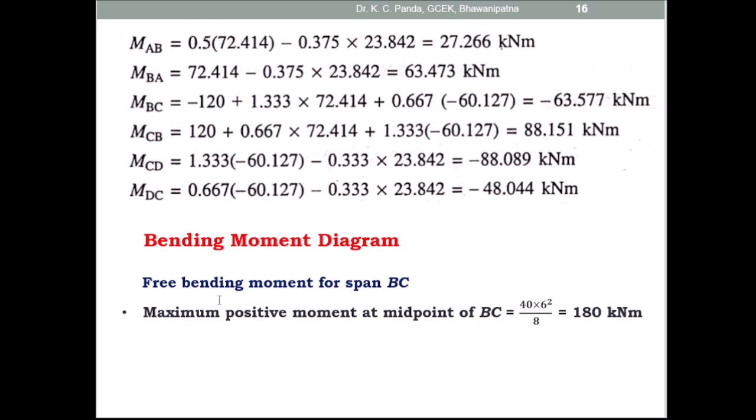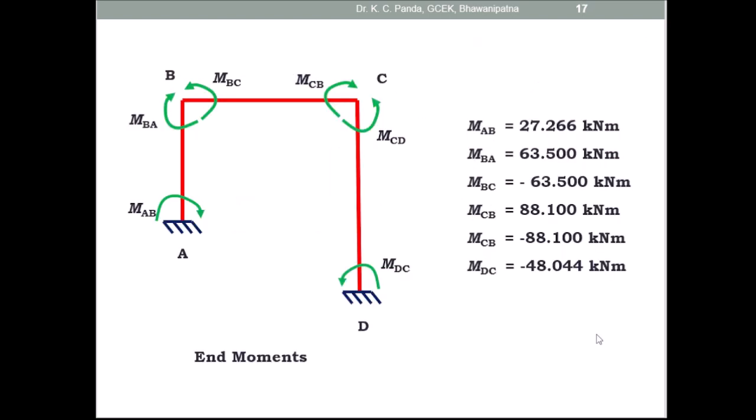Then find out the free bending moment diagram for span BC. On span BC there is a uniformly distributed load. So find out the maximum positive moment at the midpoint of BC. This is WL square by 8, 40 into 6 square by 8. So this is equal to 180 kilonewton meter.